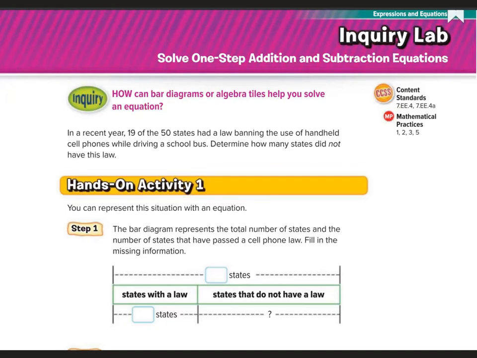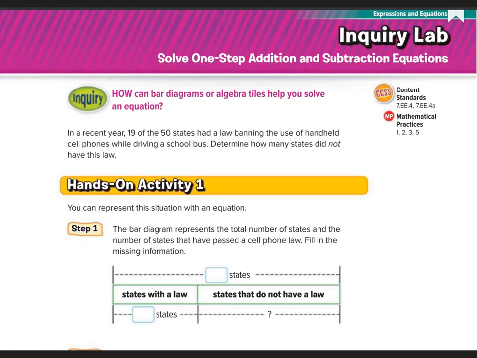Today's video is about the first inquiry lab in Chapter 6. We're going to be covering solving one-step addition and subtraction equations. I'm going to first read the inquiry. Here's what we're trying to find. How can bar diagrams or algebra tiles help you solve an equation?